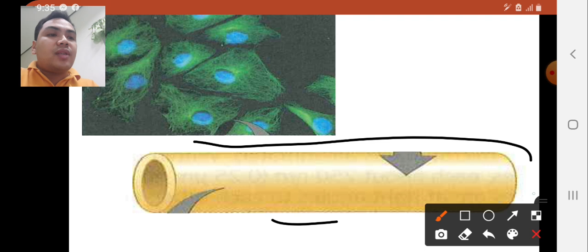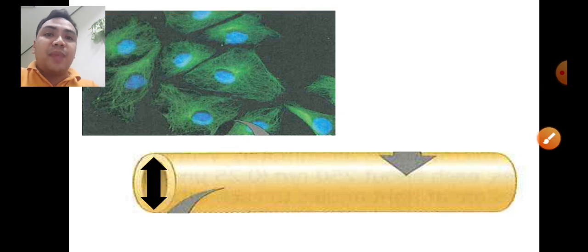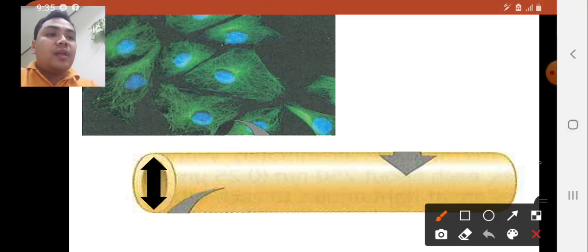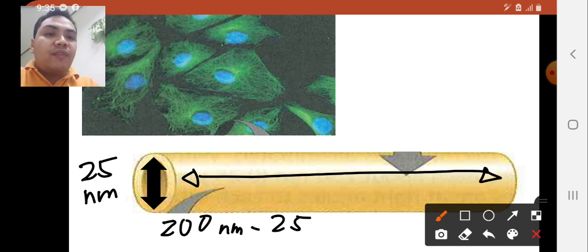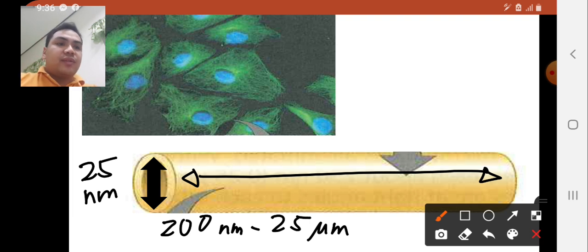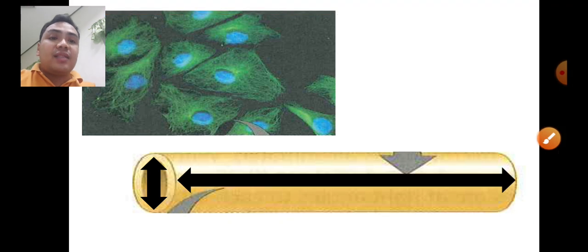Okay? So let's try to discuss its size. So approximately the diameter of the microtubule is 25 nanometers. Okay? And then on the other hand, the length is around 200 nanometers to 25 micrometers. So these are the dimensions or the size of the microtubules, which is the thickest as compared to the other fibers of cytoskeleton. Okay, so we have this size.